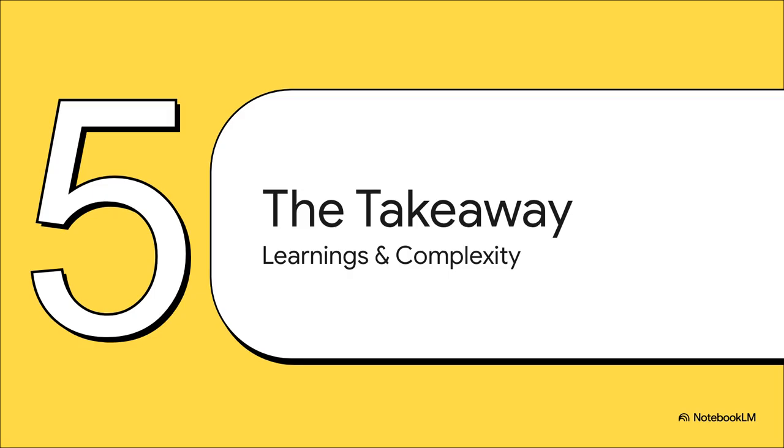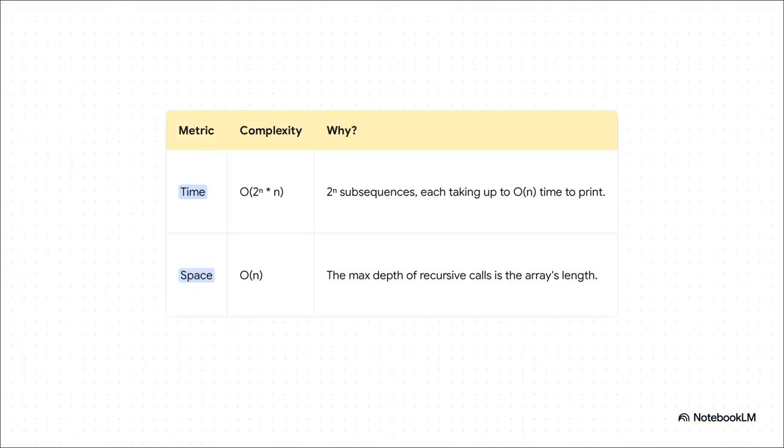Okay, so let's zoom out for a second. What did we actually build here? Let's summarize this powerful pattern and take a quick look at its performance. All right, when we talk about time, this thing is exponential, which makes sense. Our job is to generate all 2 to the power of n subsequences, so it's going to take a while. The extra n in there is because it might take some time to print each result. But the really great part is the space. The extra memory we need is only proportional to the size of the original array, just to handle how deep those recursive calls can go.